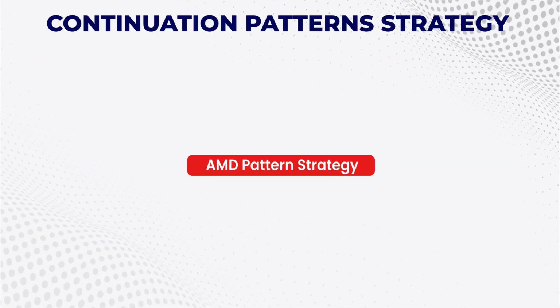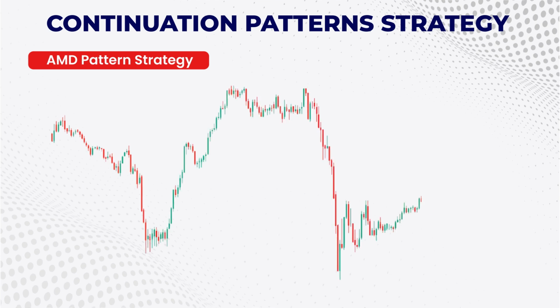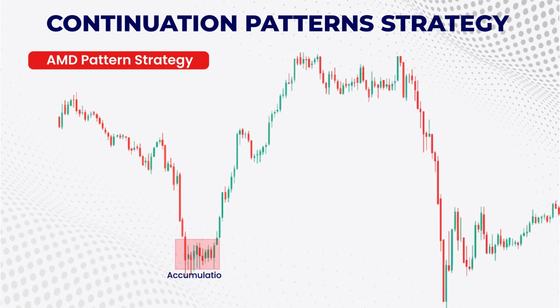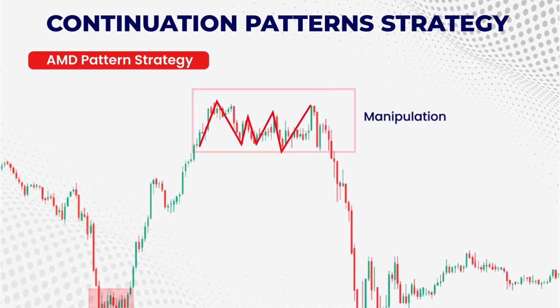This chart illustrates the AMD pattern strategy, which stands for accumulation, manipulation, and distribution. Phase 1. Accumulation. Here, the market consolidates in a range. Institutions are quietly building positions, while retail traders see it as sideways movement. Phase 2. Manipulation. Next, the market makes a false move, often breaking out of the range to trap traders in the wrong direction. This manipulation phase creates liquidity for smart money to enter.